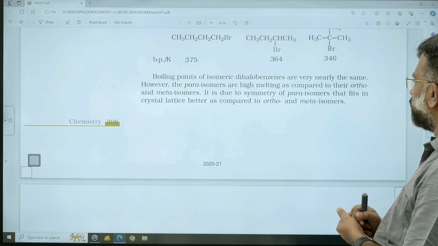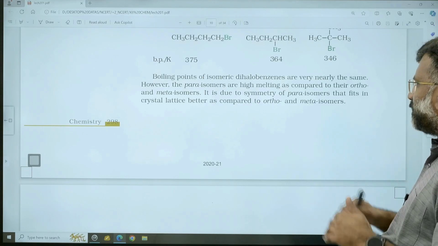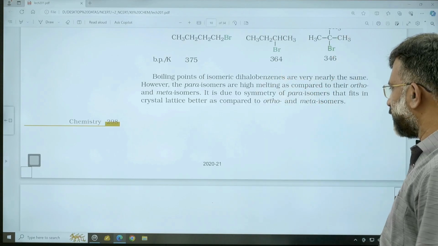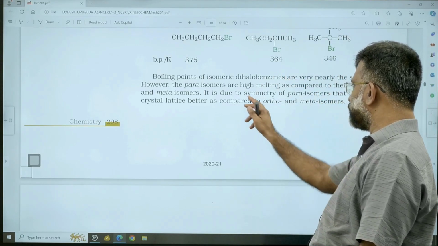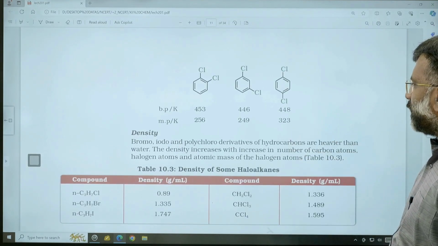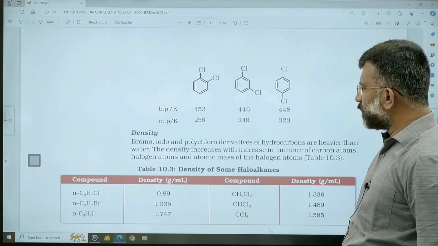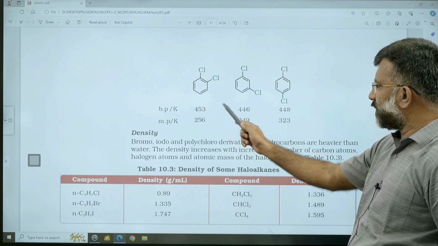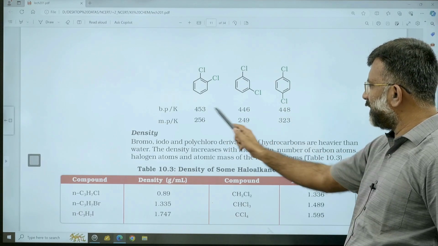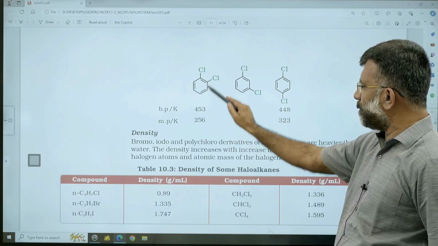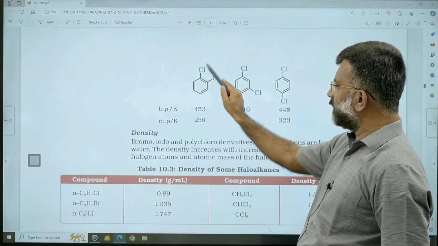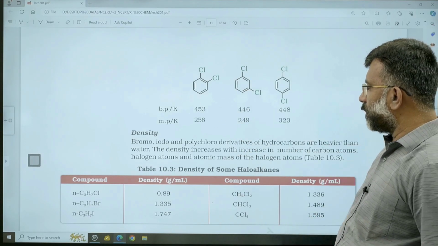Boiling points of isomeric dihalobenzenes are nearly the same. The para isomer has a higher melting point than the others due to symmetry in the para position. Look at the melting and boiling points of dichlorobenzene. Boiling points are 453, 446, 448, nearly the same, with the slight upper hand over here maybe due to a high degree of polarization, I mean dipole character.